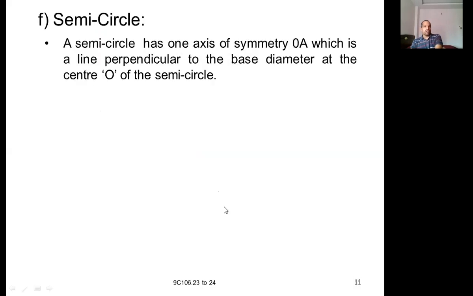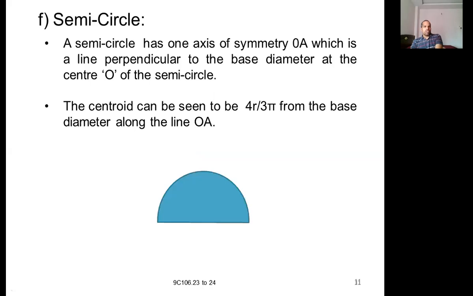Next, semicircle. A semicircle is symmetrical about only the vertical axis. So the line of symmetry is the y-axis. Obviously, our centroid lies on this axis of symmetry only.